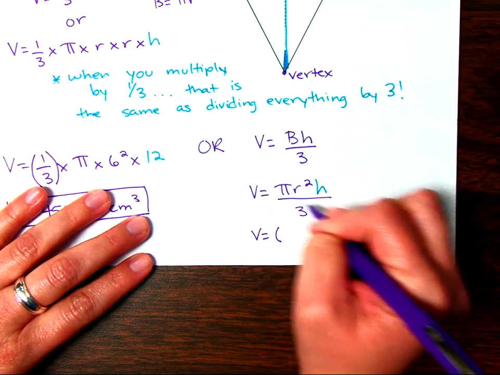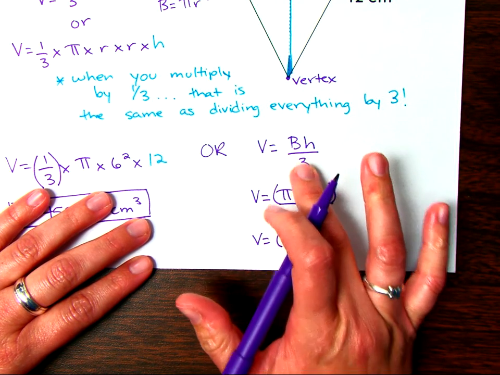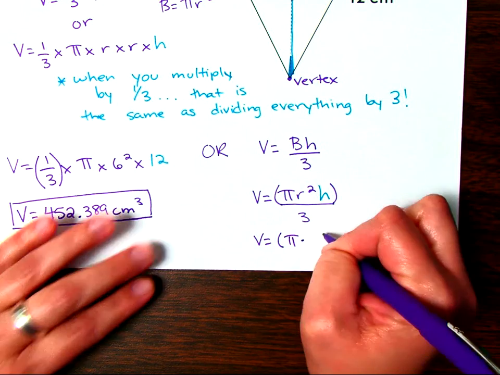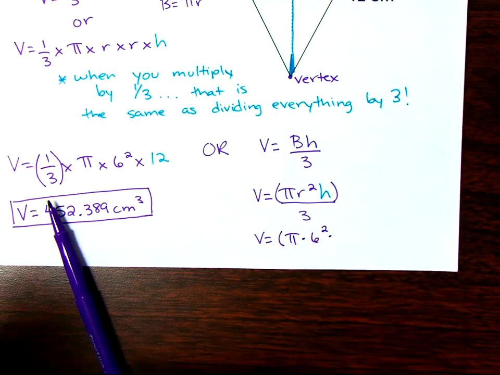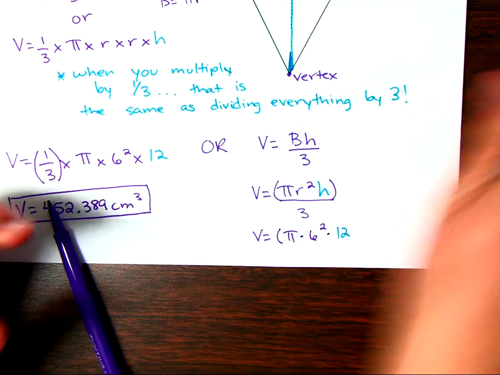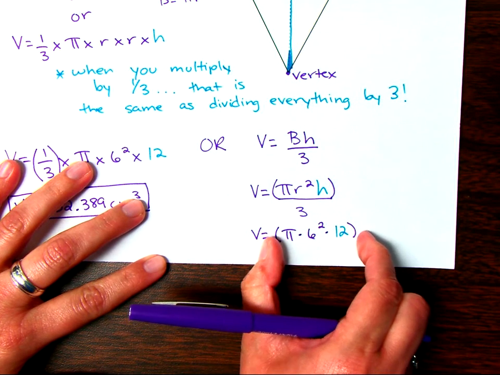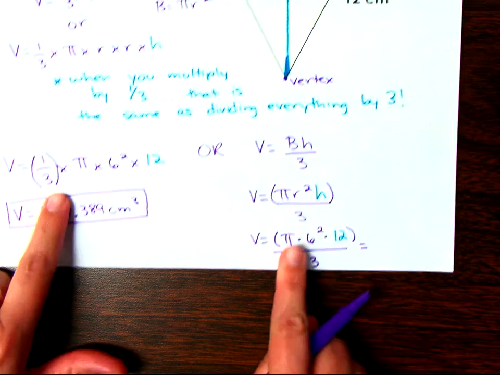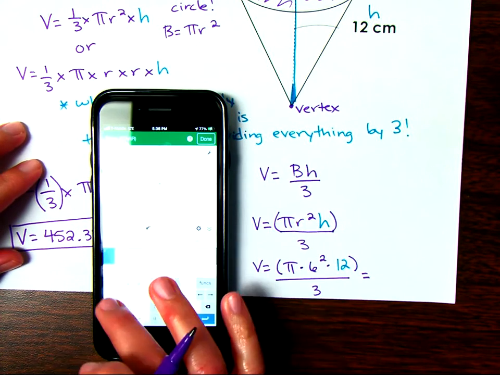You would still need to use your open parentheses, so you're saying that this pi r squared times height would be like if it's the cylinder, but then we're dividing by 3 because we only want to know about one of those cones. So pi times, our radius was 6 to the power of 2, times my height, which was 12. So it's very important that you put all of this in parentheses, because this is saying area of the base times the height of the cone, and then divide by 3. So either way, you're going to get the same answer. It just depends on what you feel more comfortable with typing in the calculator.